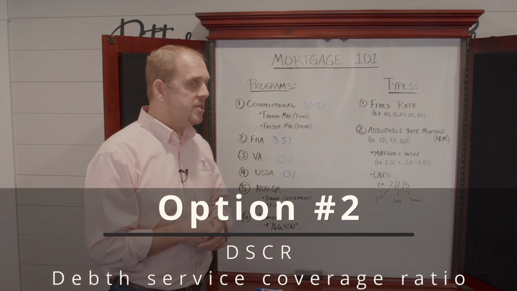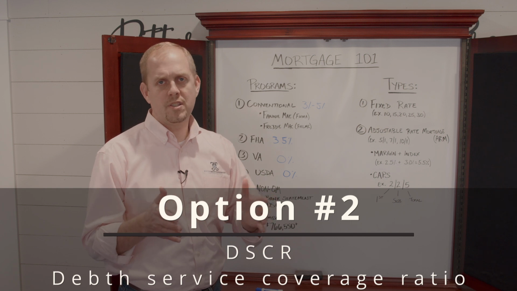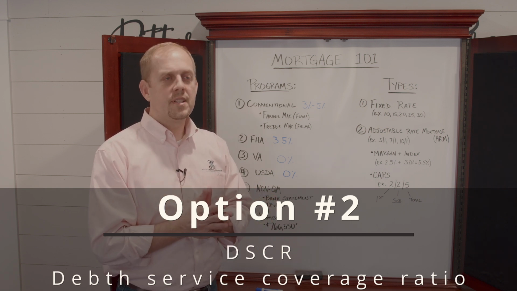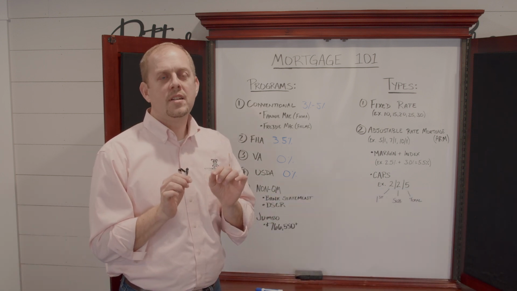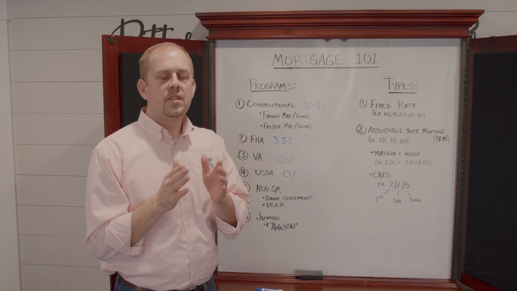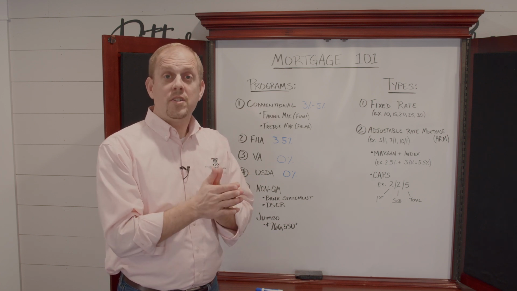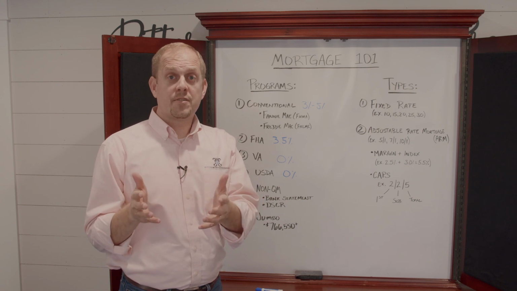Now the next program is called the DSCR, and what that stands for is the Debt Service Coverage Ratio. This is specifically for investment properties. And what's nice about this program is it does not take a look at your personal finances. All it does is look at the property and the property's ability to cash flow.